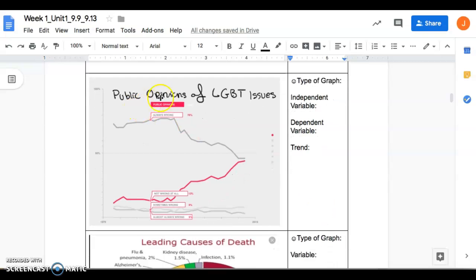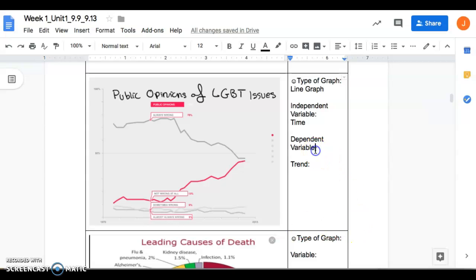Okay, let's keep going. All right, public opinions of LGBT issues. This type of graph is a line graph, or sometimes we call it a multiple line graph because you can see there's more than one line. Line graphs normally show things over time. Time is always the independent variable. You can see at the bottom, at the x-axis, I know it's really small, I'm so sorry, it says 1970 to 2015. That's time. I know independent variable is something you can control. As the scientist, you can control what time period you are choosing to look at.